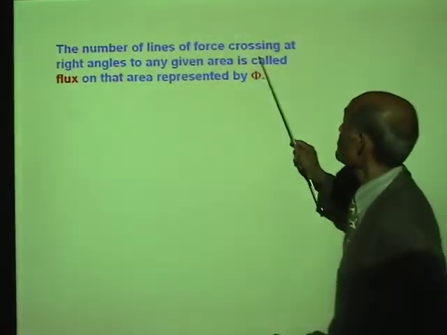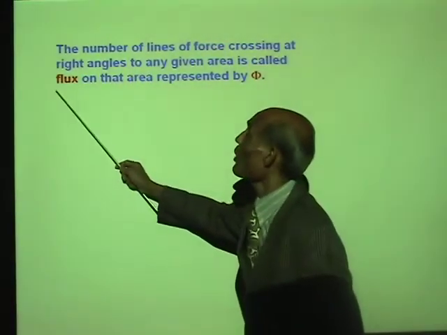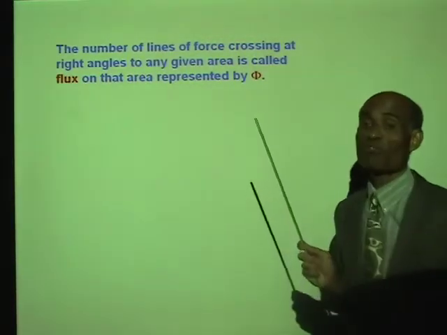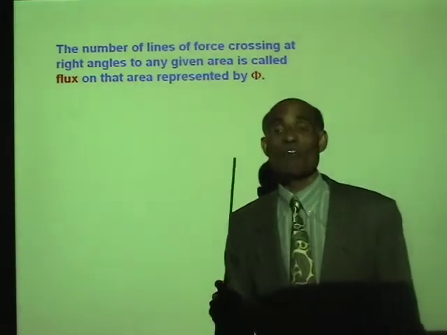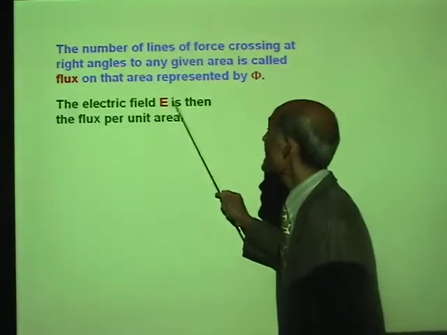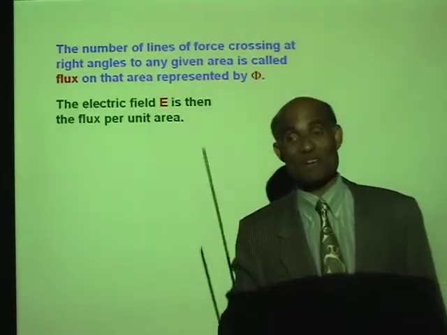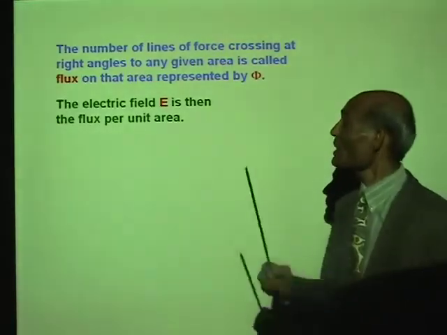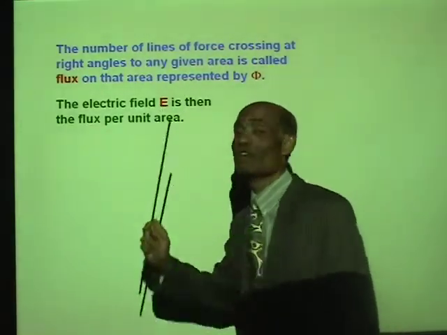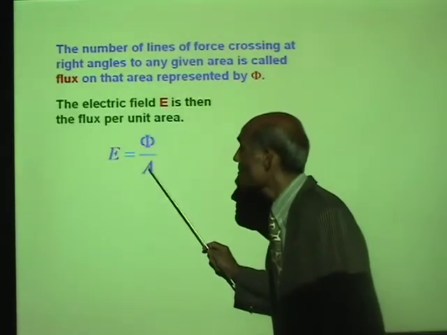The number of lines of force crossing at right angles to any given area is called flux on that area, and we will represent electric flux by the Greek letter phi. That's a standard representation. So electric field E is then the flux per unit area. That's what I've been telling you so far. Electric field, or the intensity of the electric field, is the flux per unit area. How do I write it? E equal to phi divided by A.